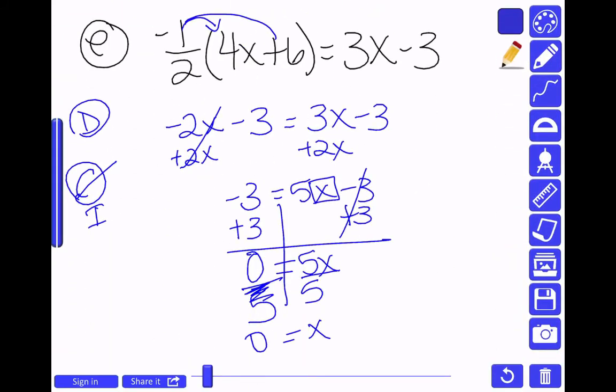Remember, you can plug in a 0 and see if this lines up. So 4 times 0 is 0. 0 plus 6 is 6. Negative 1/2 of 6 is negative 3. Okay, so this becomes negative 3. So let's do it over here. 3 times 0 is 0. 0 minus 3 is negative 3, so it does line up. So our answer is correct.